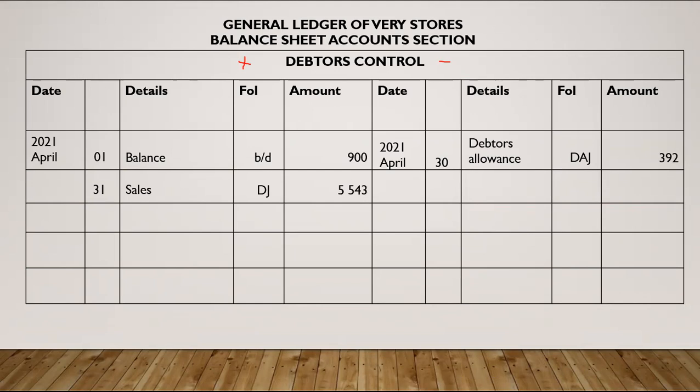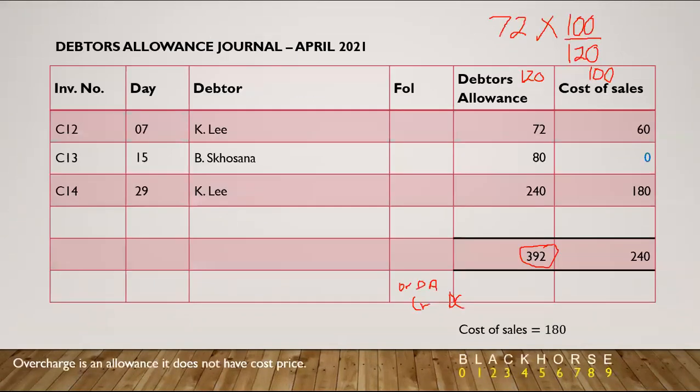We good? Sure, grade 9s and grade 10s. Okay. I'm done with that debtors allowances.